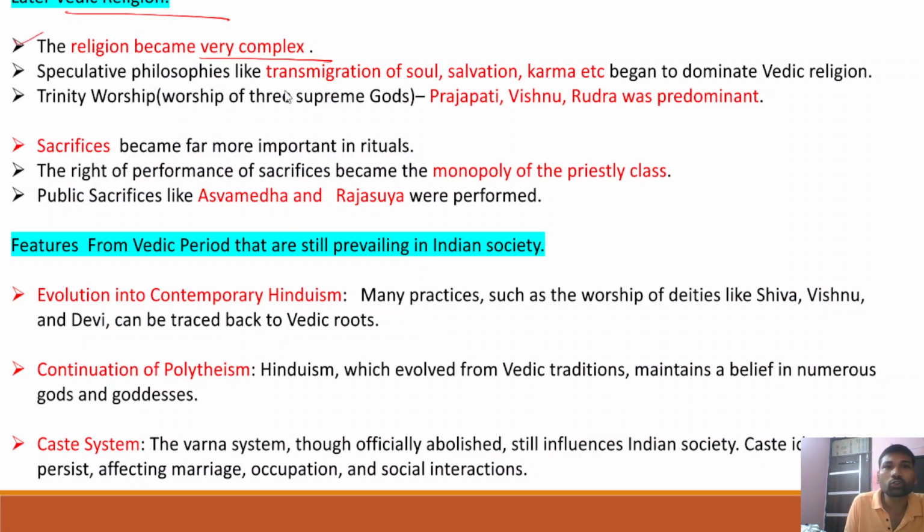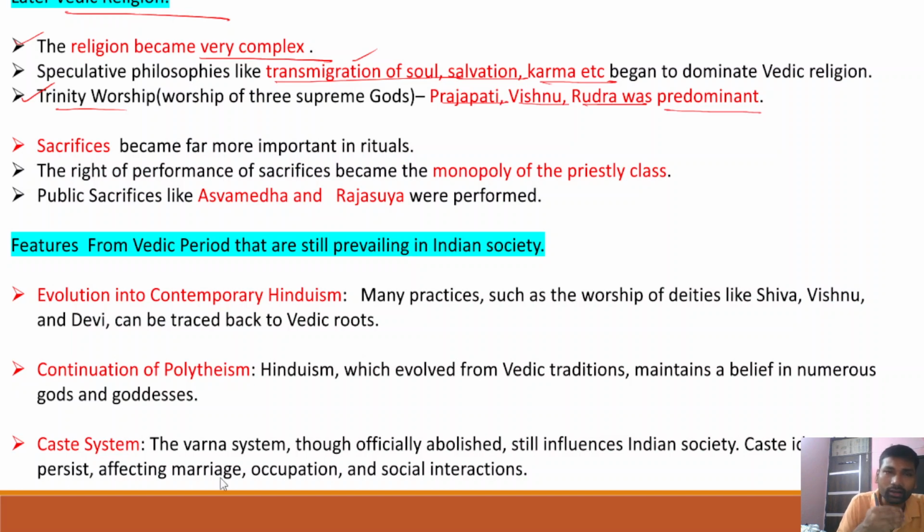Secondly, the speculative philosophies like transmigration of soul, salvation, and karma began to dominate the religion in the later Vedic age. For example, Buddhism believes in transmigration of soul and in karma. In a similar way, these philosophies have further dominated the Vedic religion. Thirdly, Trinity worship has started. What is the Trinity worship? The worship of Prajapati, Vishnu, Rudra was very predominant in the later Vedic age.